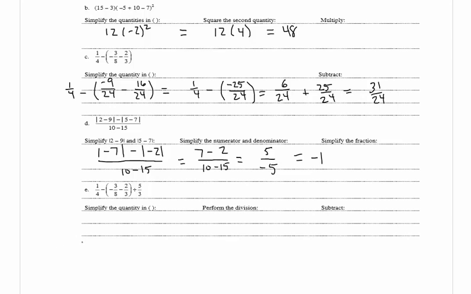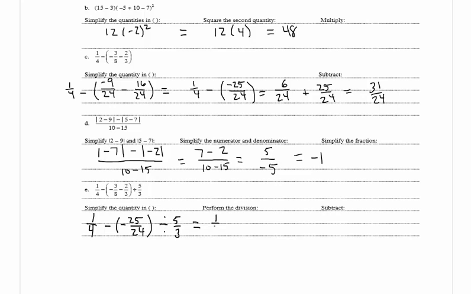In E, we have 1/4 minus negative 3/8 minus 2/3, divided by 5/3. And they want us to simplify the quantity in the parentheses. And the quantity in the parentheses is the same quantity that was in the parentheses from part C. So we know inside the parentheses we have negative 25 over 24. So we're going to have 1/4 minus negative 25 over 24 divided by 5/3. And now order of operations is going to tell us to do the division next.